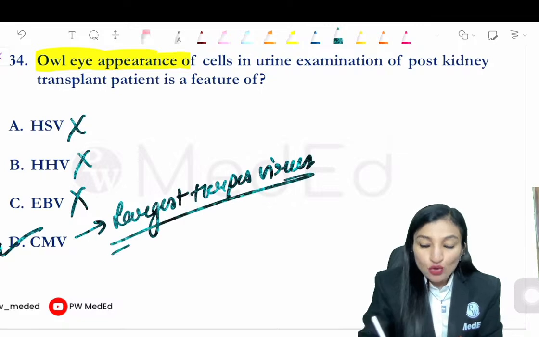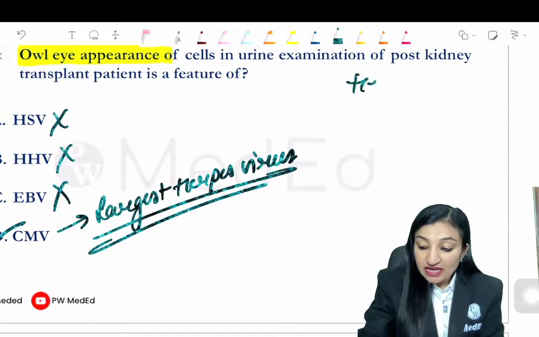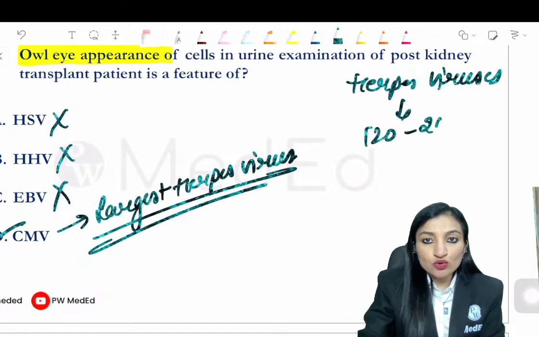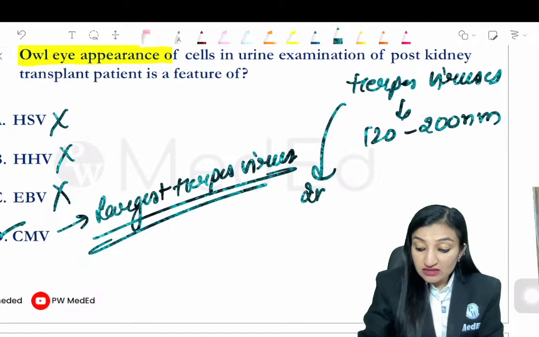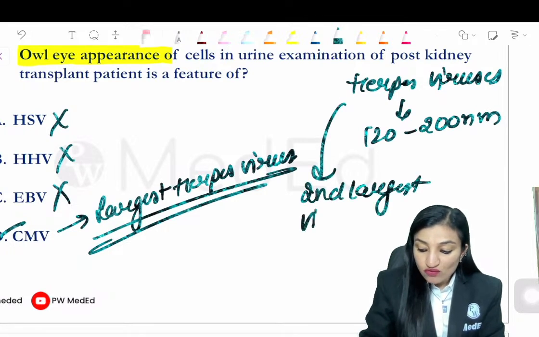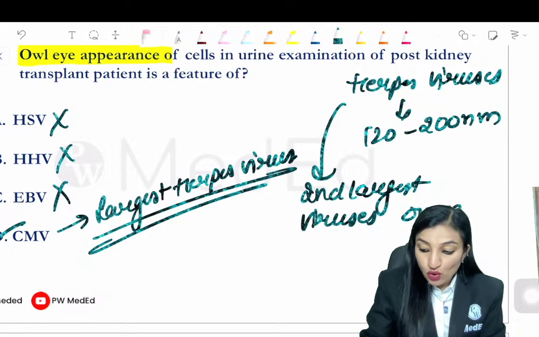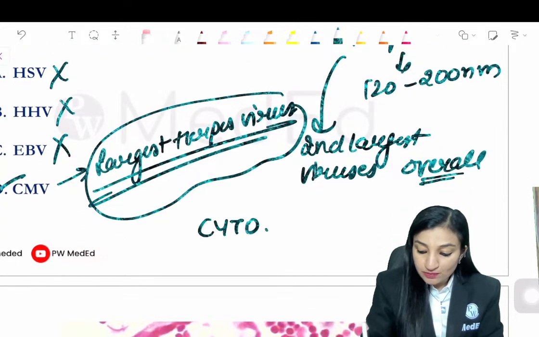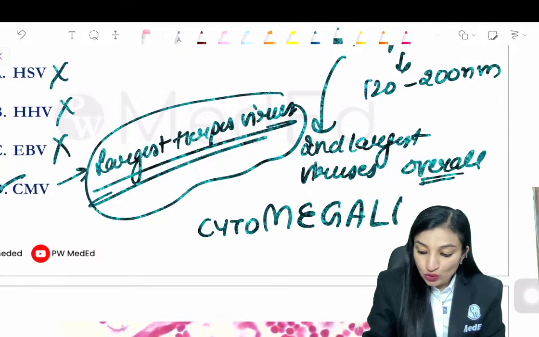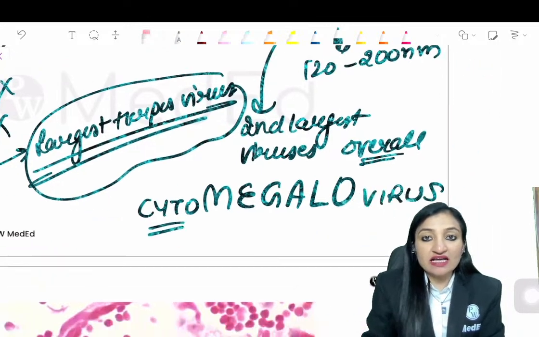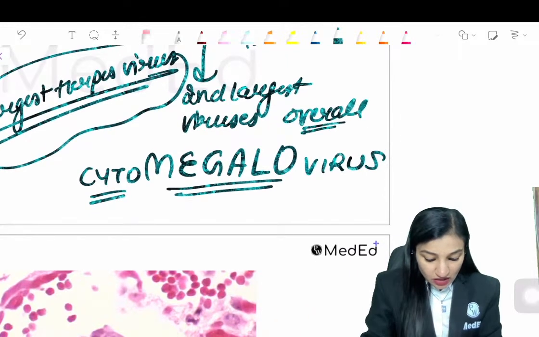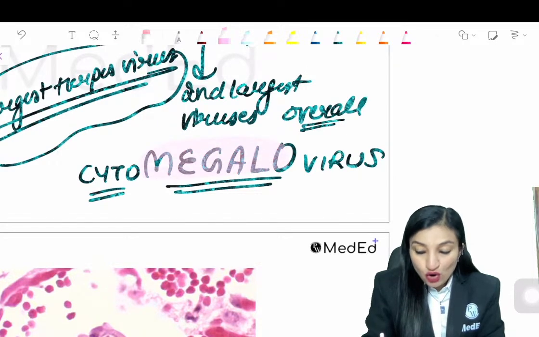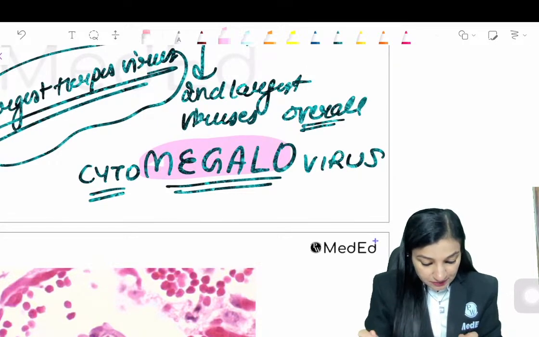Largest herpes virus. Overall, the largest viruses are pox viruses. Remember, in general, we say herpes viruses, they range somewhere between 120 to 200 nanometers in size. These are the second largest viruses overall, and amongst all the herpes viruses, the largest one is cytomegalovirus. The name itself says cyto, megalovirus. Cyto means cell, megalo means megali. So basically this virus is going to cause megali or enlargement of the infected cells.